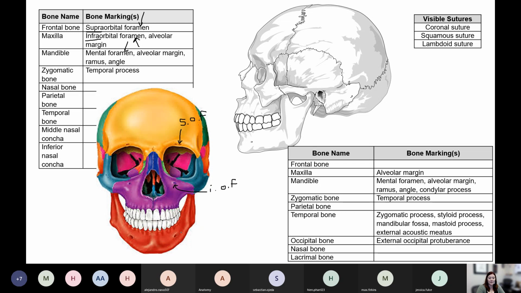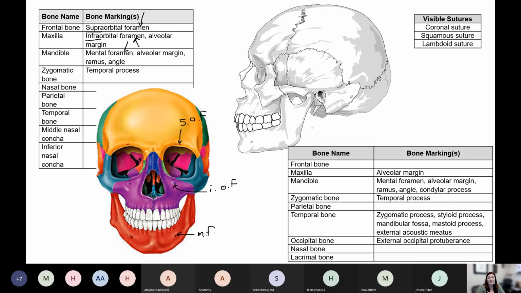But those are both very different from my mental foramen that I see down in the mental region, which was by the chin. So just like we did with the muscles, use the names of the bone markings to help you find where they're located.